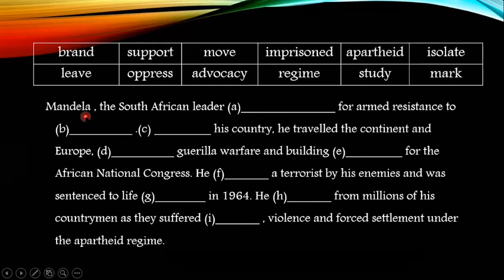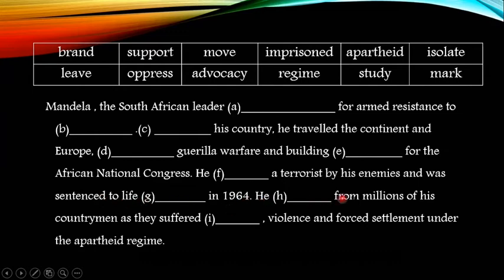Let's read it first. Mandela, the South African leader, dash for armed resistance to dash. Dash his country, he traveled the continent and Europe, dash guerrilla warfare and building dash for the African National Congress. He dash a terrorist by his enemies and was sentenced to life dash in 1964. We all know he was sentenced to life imprisonment.